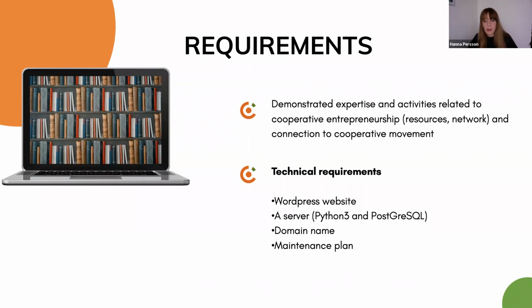The second set of requirements are the technical ones. So first, your website needs to be a WordPress website to be able to host it. You also need a server with sufficient bandwidth and support for Python 3 and PostgreSQL for running the backend. You also need to have control of a domain name. So we said preferably .coop, but it's not mandatory. And you also need a maintenance plan showing that after the support and maintenance that we're providing, you can maintain and make sure that the Coopedia knowledge base grows.